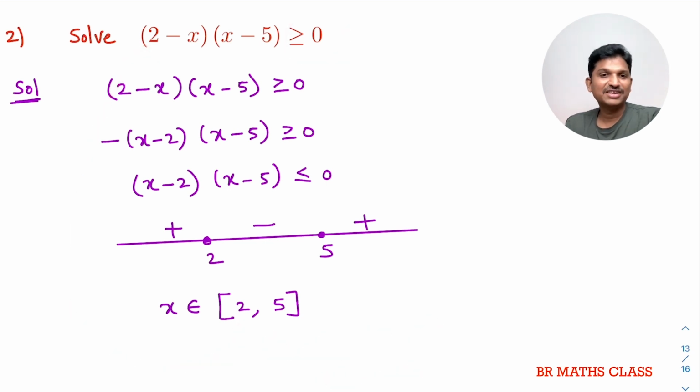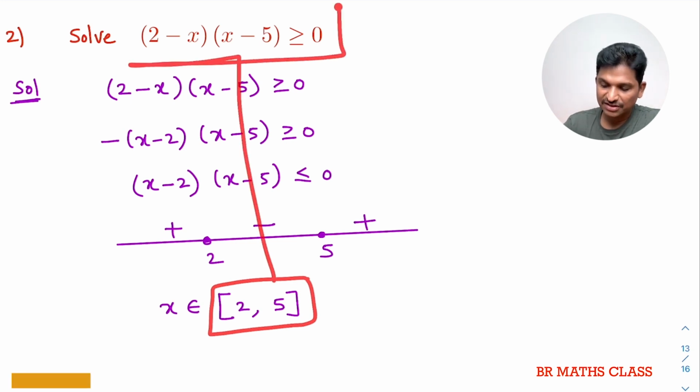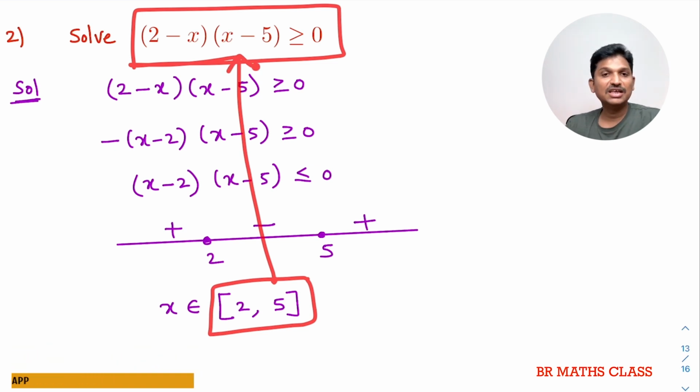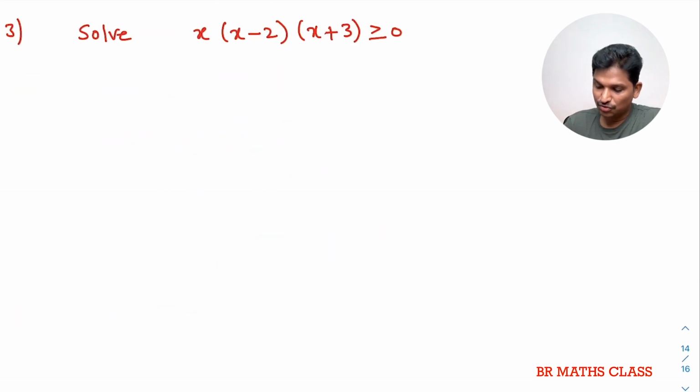I hope you are understanding what I am trying to say. You take any number in this interval, that is the solution of this inequality. It means if I substitute any number from this interval in this inequality, it 100% satisfies. So that's why for this inequality, the solution is the closed interval 2, 5. I hope you are understanding. Now we'll move to the next problem.